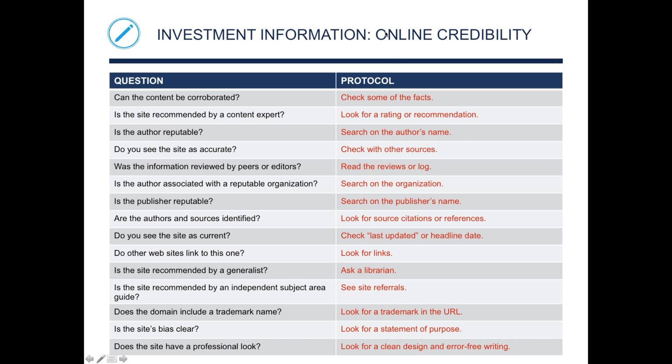Investment information, online credibility. Here we have some questions and some protocols. Can the content be corroborated? Check for some facts. Is the site recommended by a content expert? Look for ratings or recommendations. Is the author reputable? Check the author's name. Do you see the site as accurate? Check with other sources. Was the information reviewed by peers or editors? Read the reviews or the logs. Is the author associated with a reputable organization? Check the organization. Is the publisher reputable?